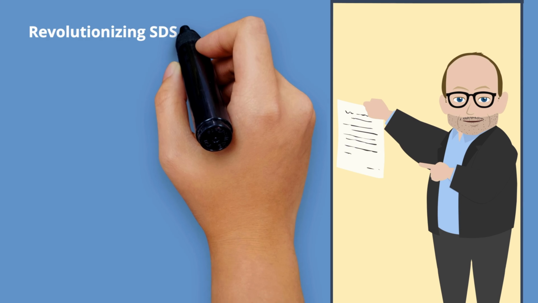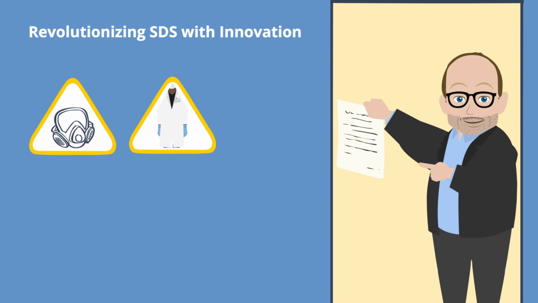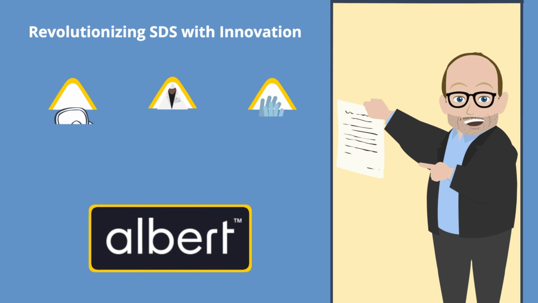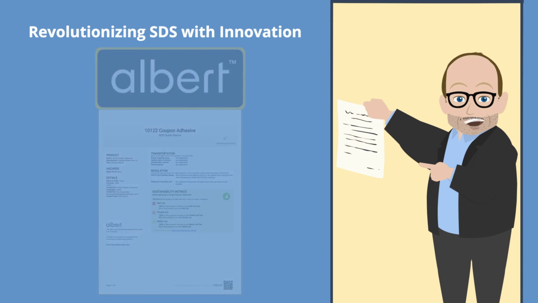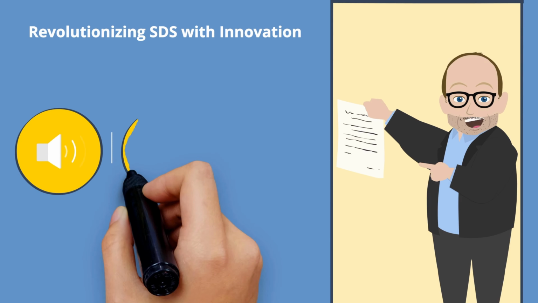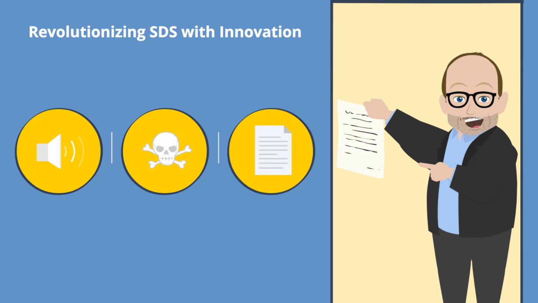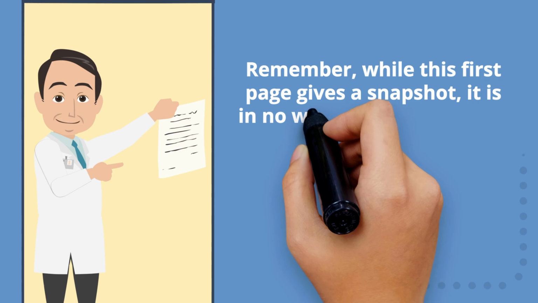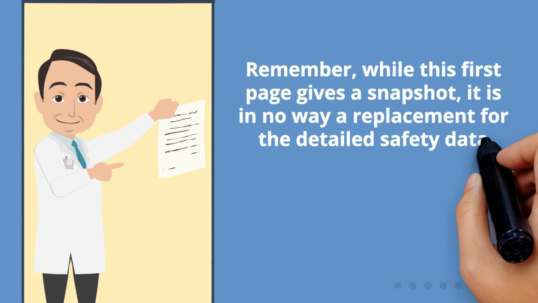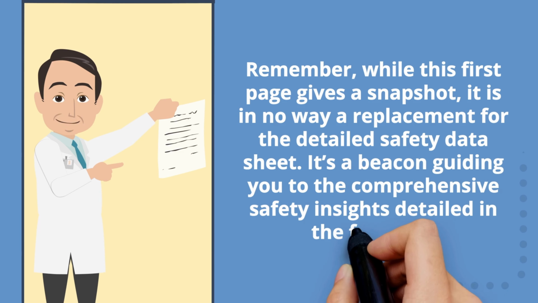Revolutionizing SDS with innovation. In our continuous endeavor for innovation, we partnered with our esteemed regulatory supplier, Albert, crafting an innovative first-page overview in our SDS. This not only champions ease of access, but enhances hazard communication, providing a succinct guide to the detailed information housed in the subsequent pages. Remember, while this first page gives a snapshot, it is in no way a replacement for the detailed safety data sheet. It's a beacon guiding you in the comprehensive safety insights detailed in the full SDS.